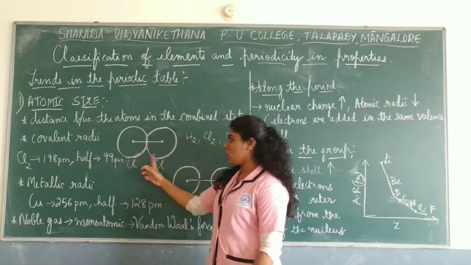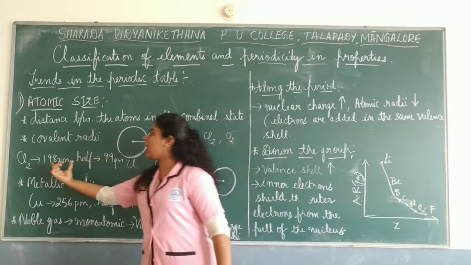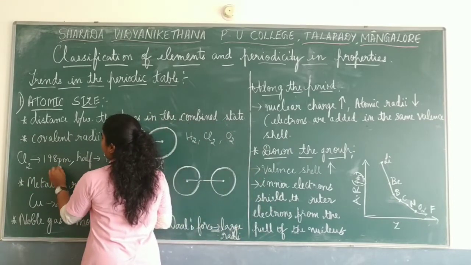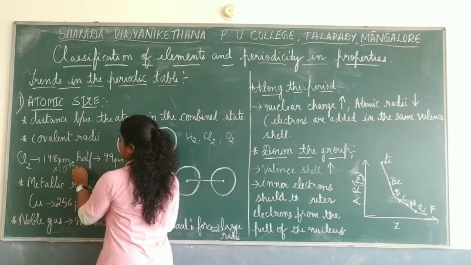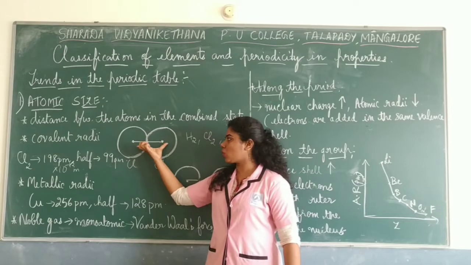For example, you have the Cl2 molecule. Here the distance was actually 198 picometer. Picometer means 10 to the power minus 12 meter. So here you have 10 to the power minus 12, how much? 198. The total distance would be.